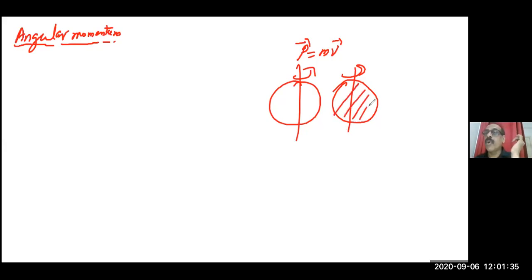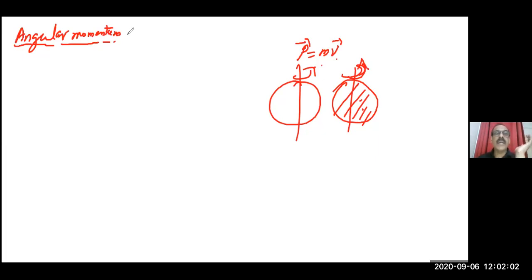Heavier one will have more momentum, isn't it? Yes, sir. To stop it, we have to exert more torque onto it. So P is equal to mv. Similar way, momentum also we have to find out. So here we understood torque is equal to force into perpendicular distance. Similarly, angular momentum, if you want, momentum into perpendicular distance will come.